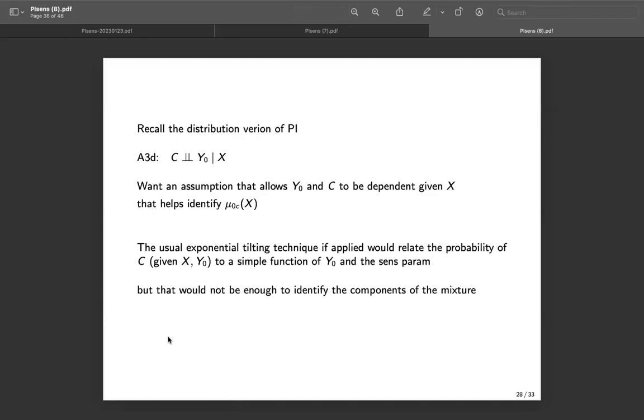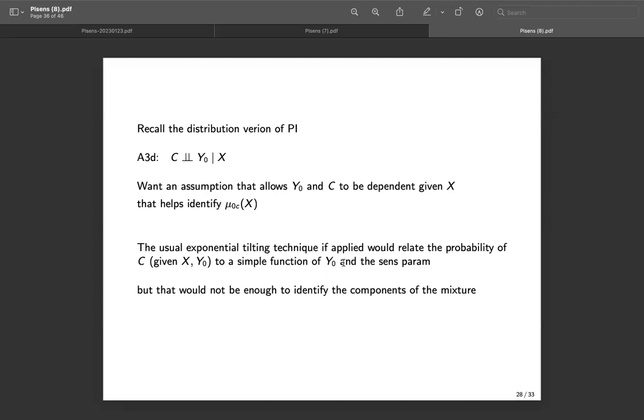So this approach starts from the distribution version of PI, which says that principal strata are independent of y0 given x. And that means we want a sensitivity assumption that allows y0 and c to be dependent given x. That helps identify mu0 Cx. And here I just want to note that in sensitivity analysis for unobserved confounding or non-ignorable missingness, an assumption that is used quite a lot is the exponential tilting assumption.